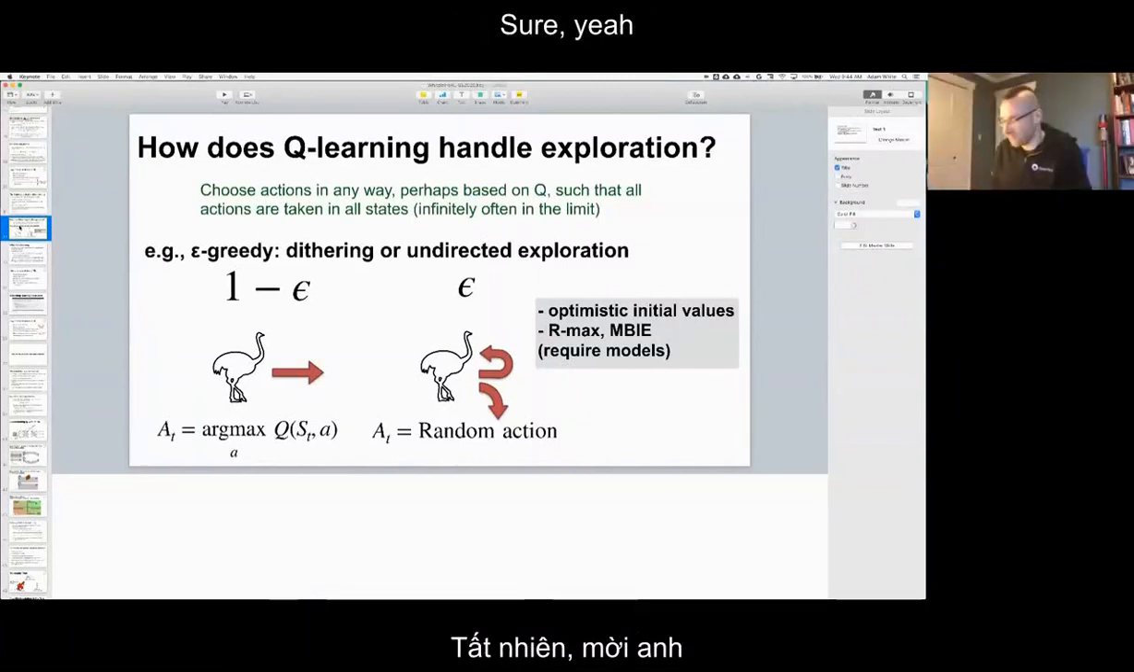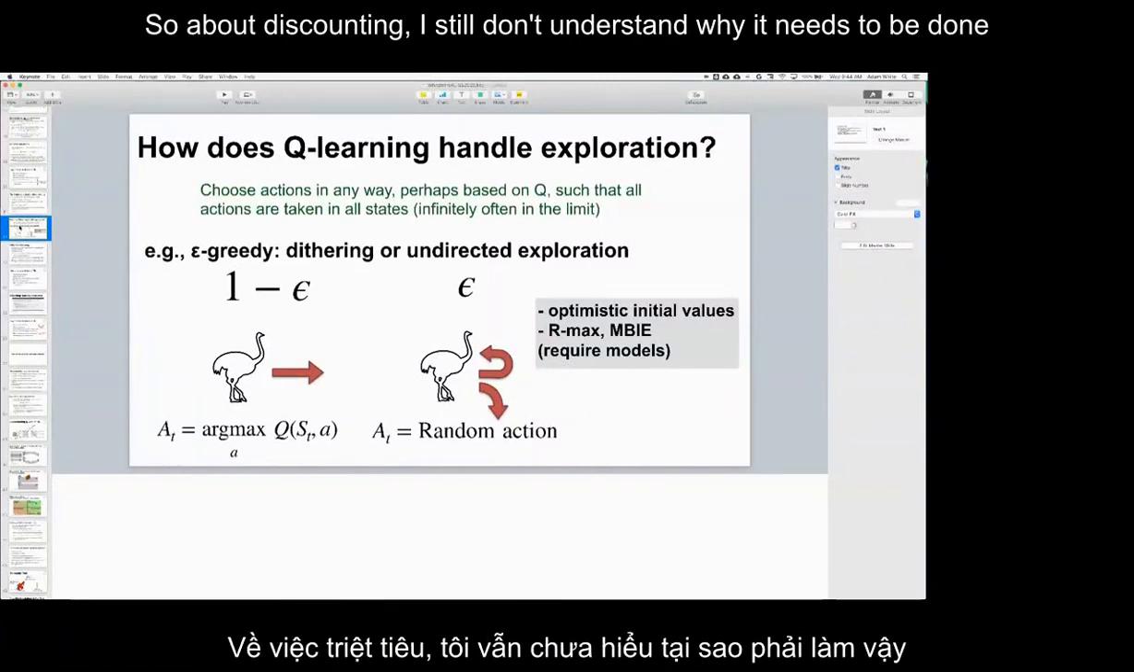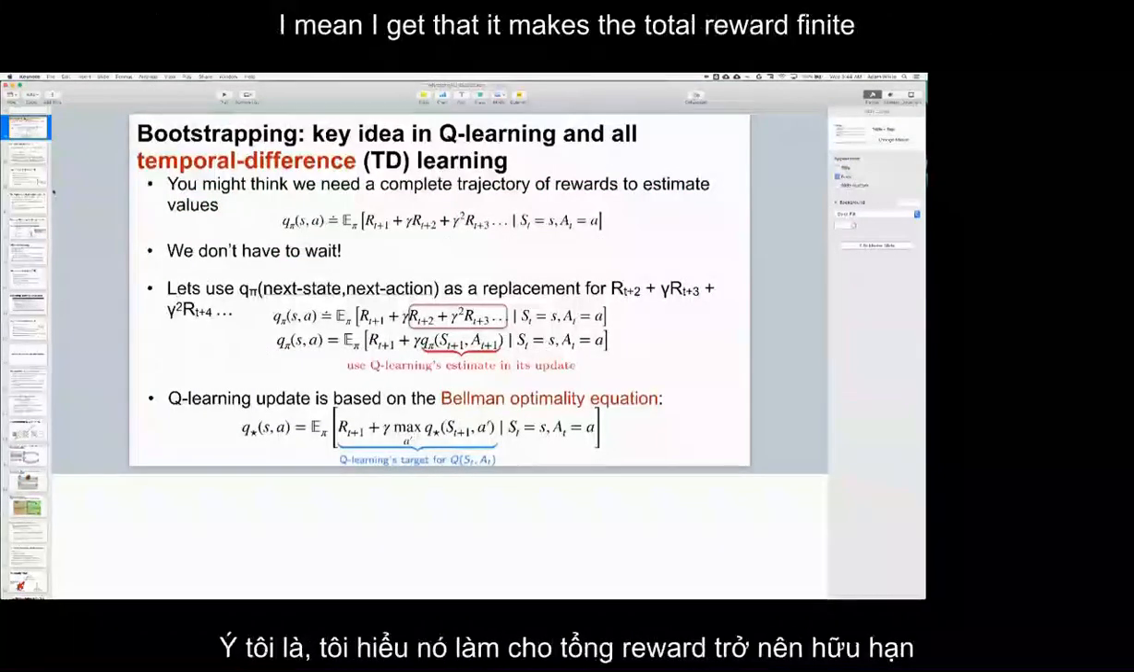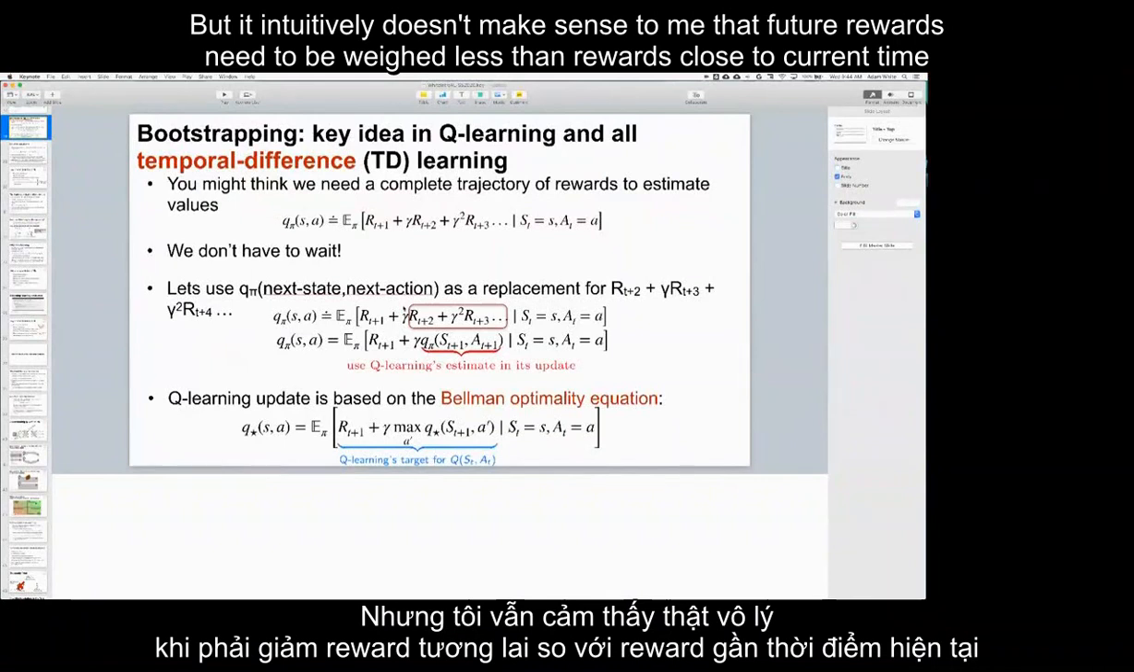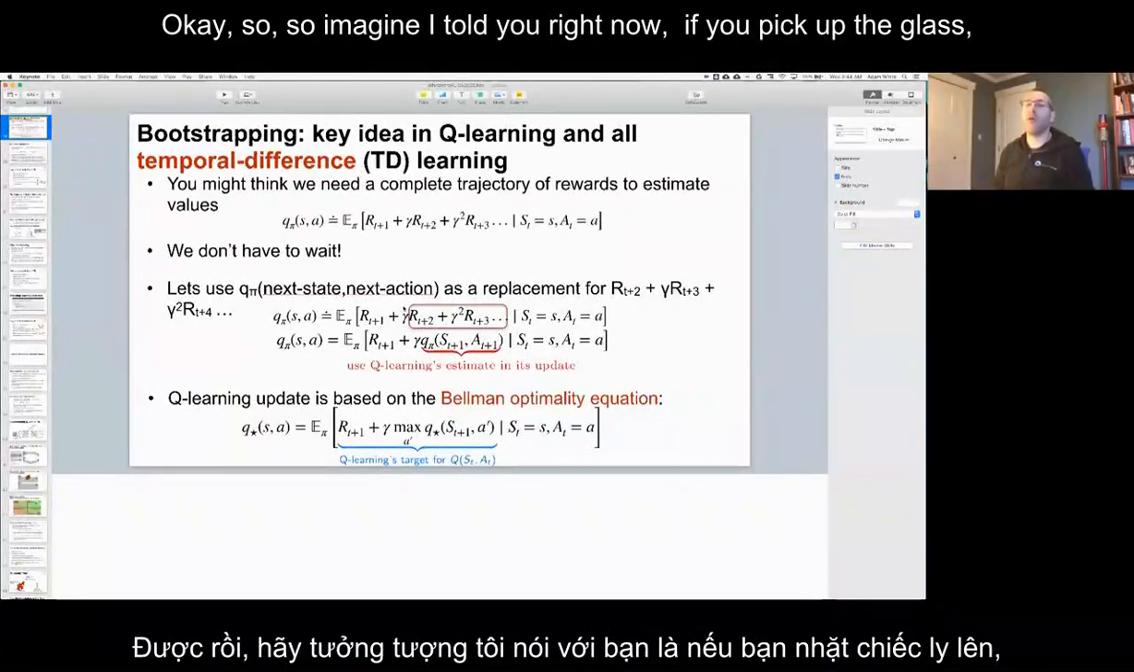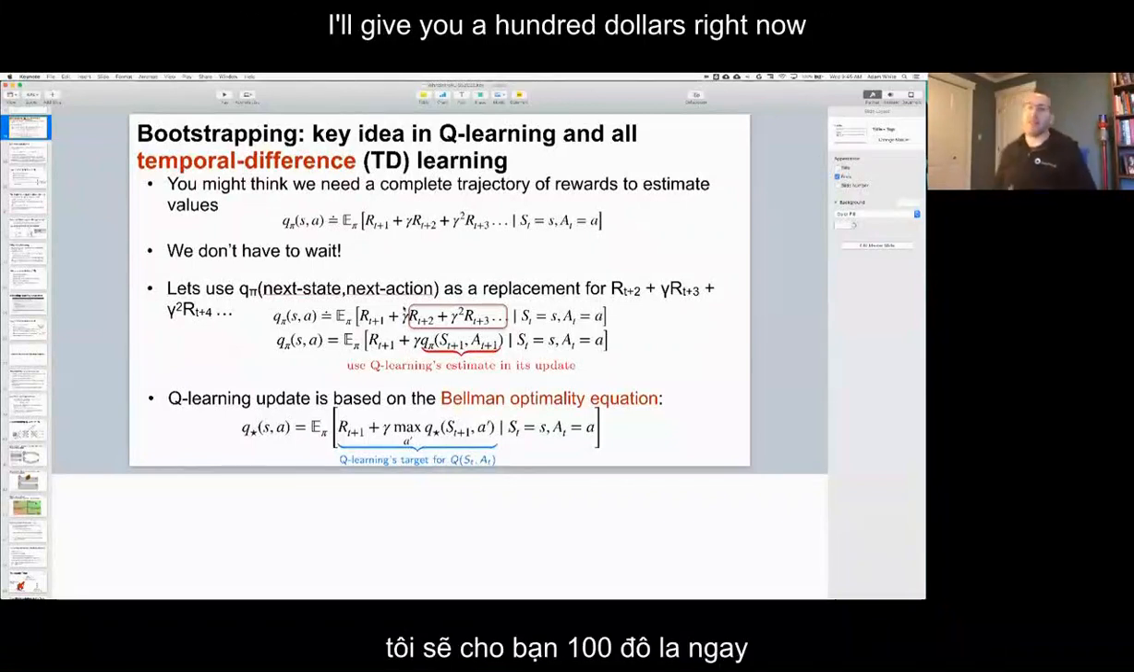Sure. So about discounting, I still don't understand why it needs to be done. I get that it makes the total reward finite, but intuitively it doesn't make sense to me that future rewards need to be weighed less than rewards close to the current time.